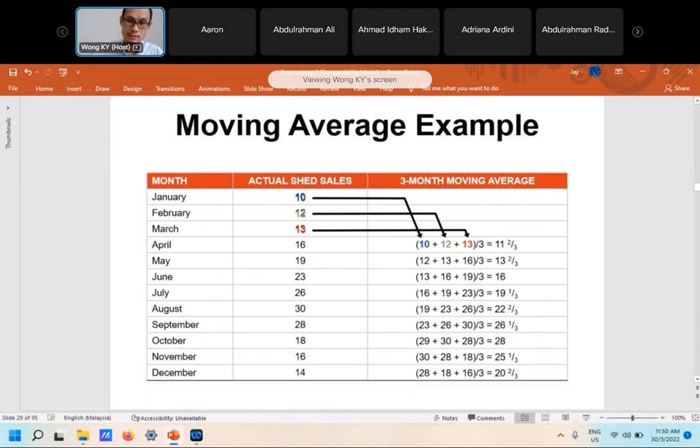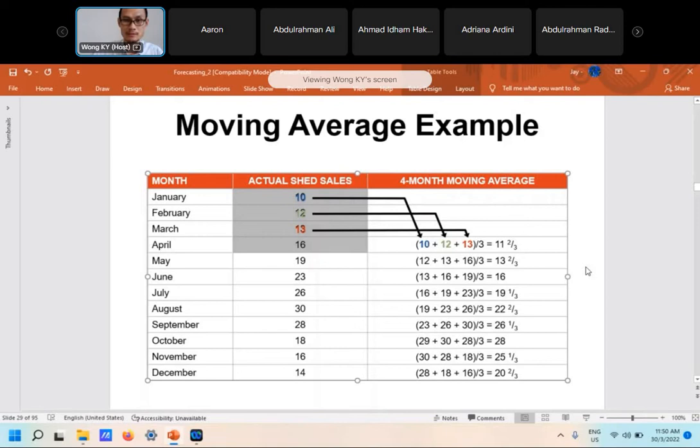So in the question, this question says 3-month moving average. So I take a 3-month moving average. But if it is 4 months, it's the same. If it is a 4-month moving average, then it means you will need to have at least four actual demand data before you can calculate a 4-month moving average.